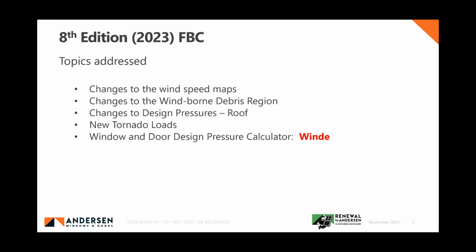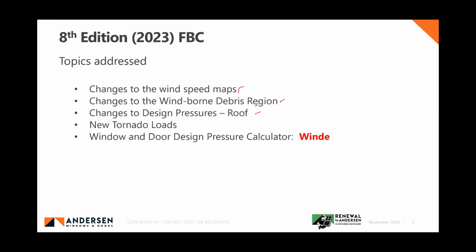Okay, some of the things we're going to talk about. We'll talk a little bit about changes to the wind speed maps. There's been some minor changes in Florida, some changes in some other areas of the country. And I want to touch on this change to the windborne debris region. I describe it more as it was a change to the windborne debris region. And we'll talk about what happened and kind of where we are now, because this was a pretty big change to the code, and we've now reverted back to where we were. But we will get into the specifics of that.